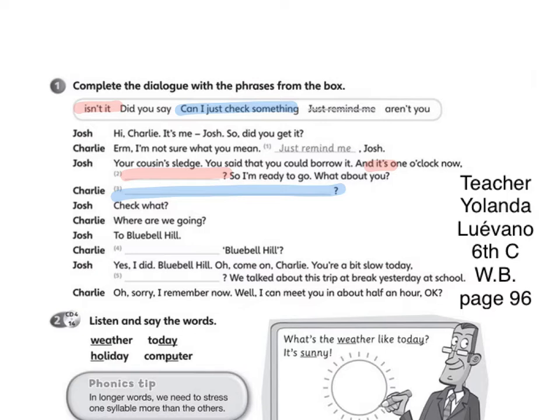And then we check. Did you say Bluebell Hill? Yes, I did. Bluebell Hill. Oh, come on, Charlie. You're a bit slow today. Then, you are a bit slow today, aren't you? Oh, sorry. I remember now. Well, I can meet you in about half an hour, okay?